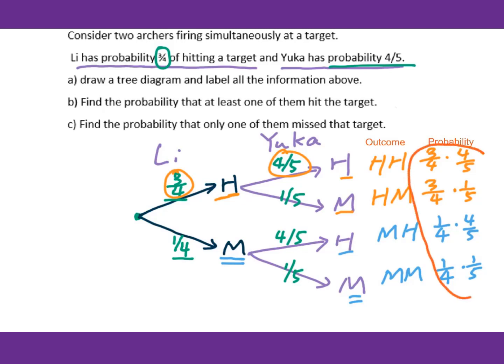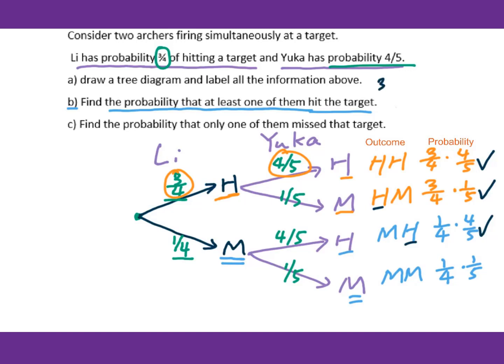There is another property for tree diagram. For all these probabilities, you add together and they equal 1. Let's go to B. Find the probability that at least one of them hit the target. Check the outcome. As long as there is an H, that will be the answer. We have 2H for the outcome. This one counts. We have 1H here, counts. 1H here, counts. Therefore, I just need to add all these probabilities together. That will be our answer.